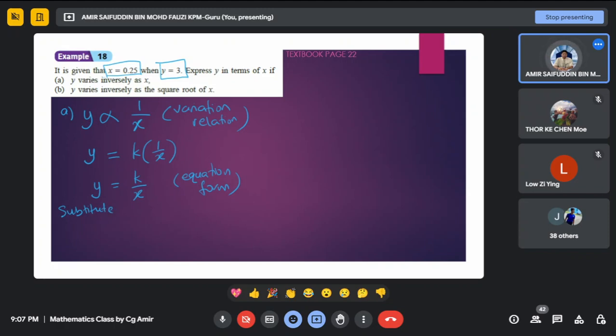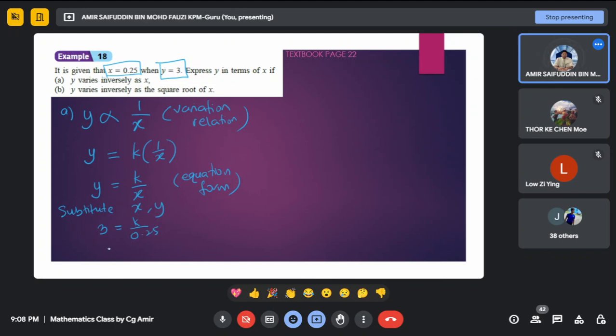Okay, the step is the same. Variation relation first. Number 2, convert into equation form. Number 3, substitute the value for the variable. In this situation, substitute the value for x and y. So x is 0.25, y is 3. 3 equal to k divided by 0.25.